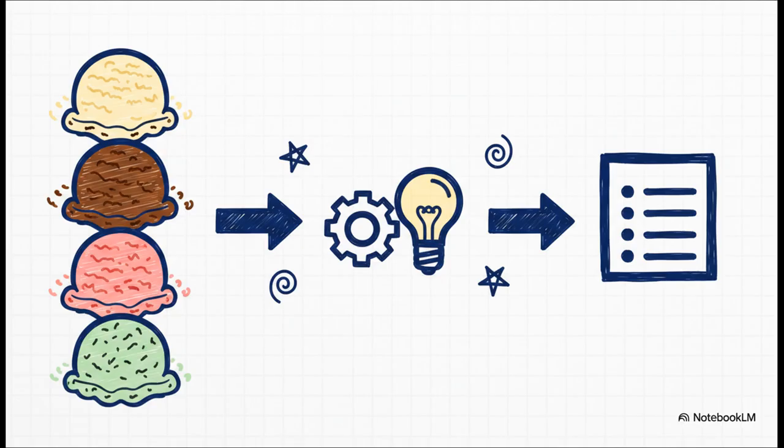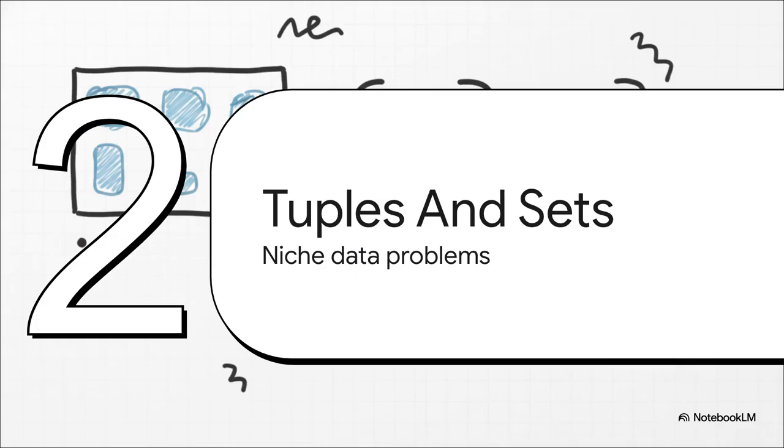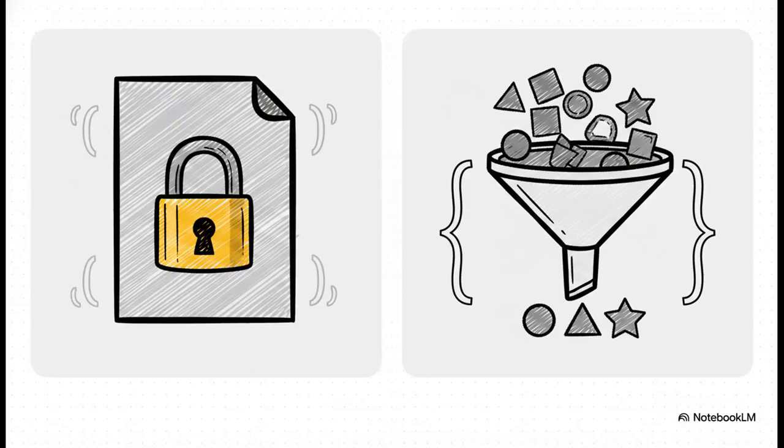How cool is that? Section 4, tuples and sets explained. So let's talk about tuples and sets real quick. Tuples use round brackets, and their absolute superpower is that they are locked down tight. Once you create a tuple, nobody can accidentally update, append, or remove its data. It's perfect for protecting sensitive system configurations.